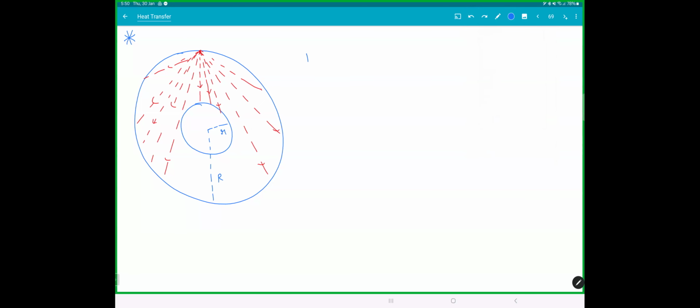So the formula is this. Power received by the inner shell is power by the outer shell into the surface area of the inner shell by the surface area of the outer shell. So it depends on the ratio of the area of the shell.